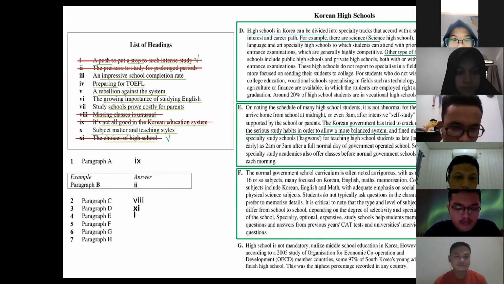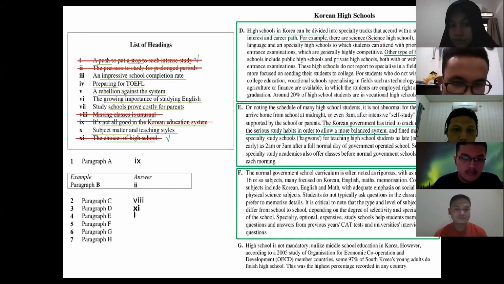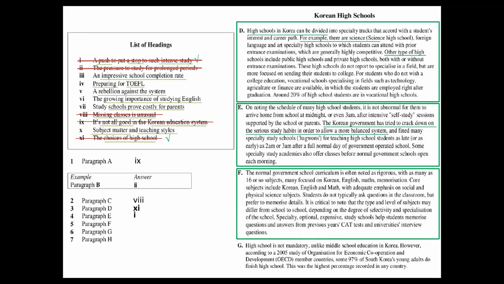And how about paragraph F? The next paragraph, Mr. Novel, would you please explain your answer? Yes, Miss April. For paragraph F, my answer is heading number 10, subject matter and teaching style. Okay. Because the passage explained about the school curriculum in Korea by the government. Yes. And it also explained about the main subjects in that country, there is English and math. Okay, thank you, Mr. Noval. That's the correct answer.